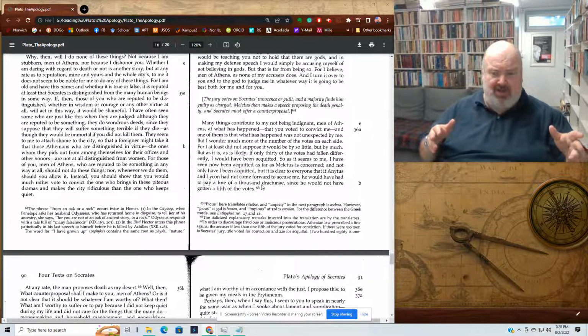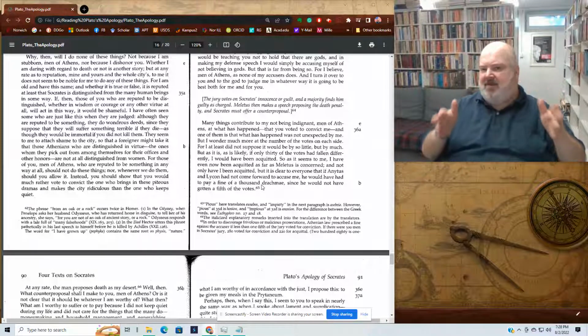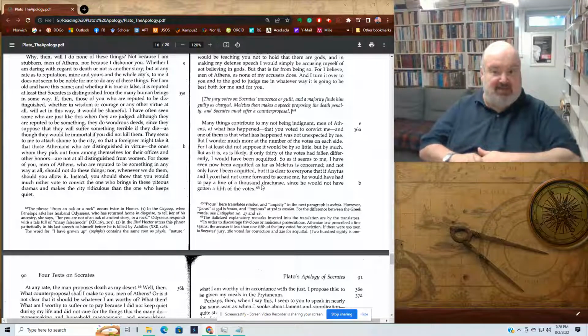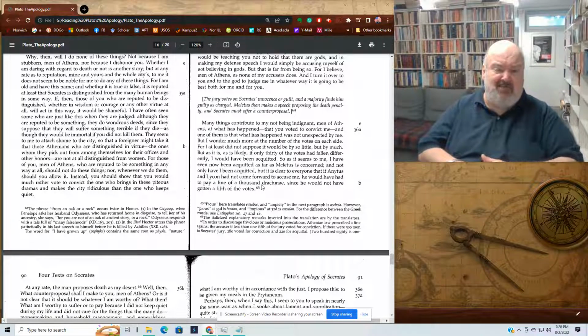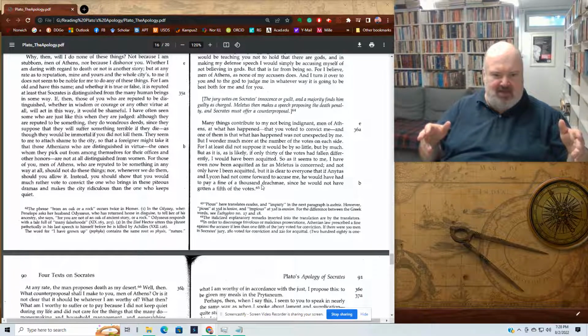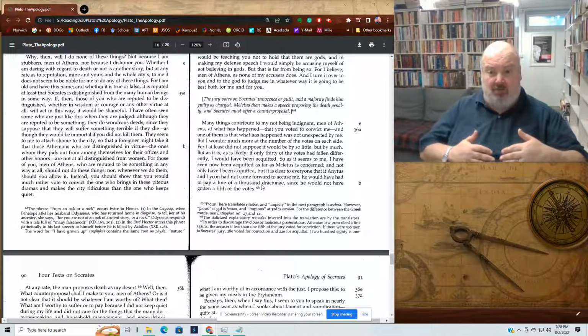If Meletus alone was accusing Socrates, he probably would not even have gotten the necessary votes. In other words, he would have lost, and not only lost, but would have been fined, as Socrates says, because he would not have gotten a fifth of the vote.